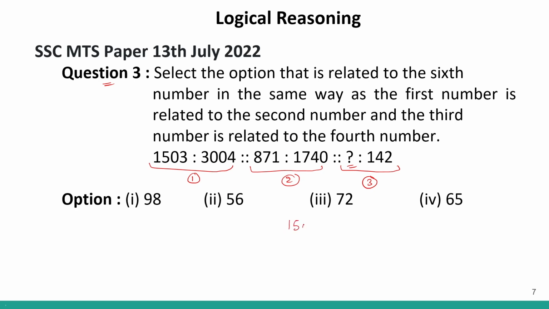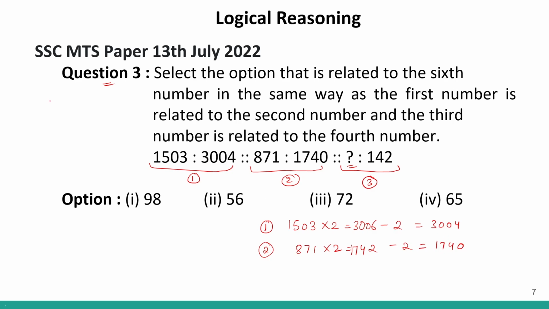So if I multiply 1503 by 2, I'll get 6, 0, this will be 10 and 3. So I'll get 3006. And then if I subtract 2 from it, I'll get 3004. This is for pair number 1. Now, for pair number 2, if I multiply 871 by 2, I'll get 2, 1 times 2, 14, 1 will be carried. This will be 16 plus 1, 17. So 1742 I'll get. And if I subtract 2 from it, I'll get 1740. So this logic follows for pair 2 as well.